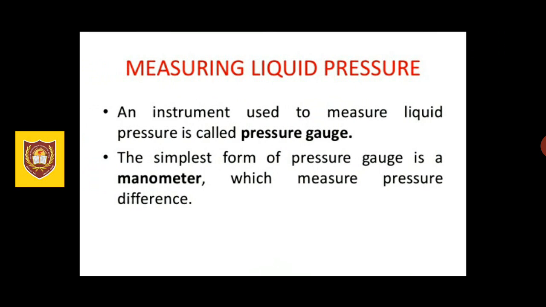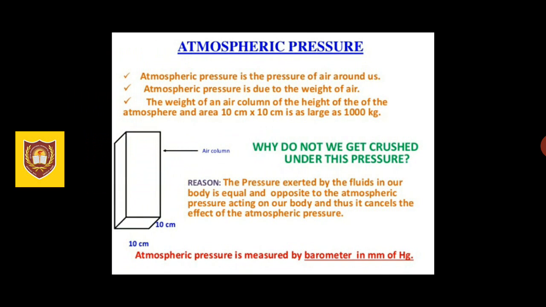Now, how to measure liquid pressure? An instrument used to measure liquid pressure is called a pressure gauge. The simplest form of pressure gauge is the manometer, which measures pressure difference. We will study the manometer in this class too.